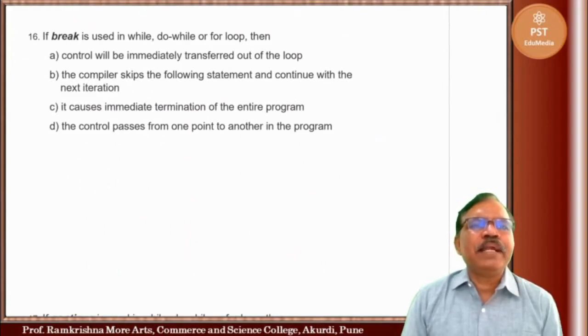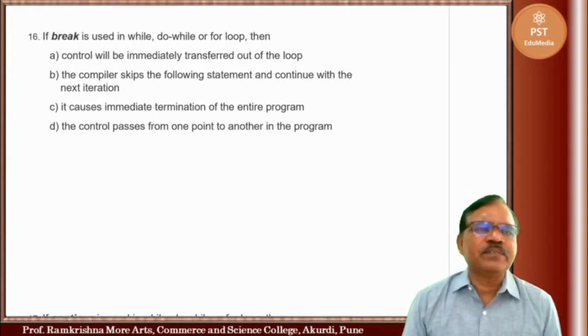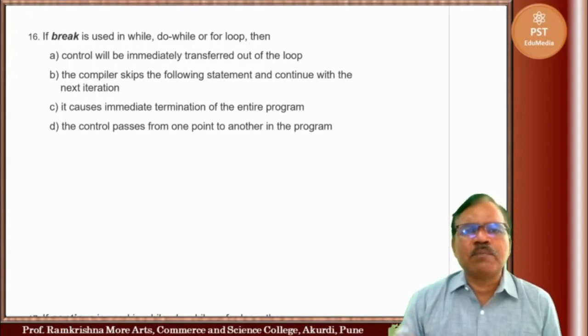Now if break is used in while, do while or for loop, then control will be immediately transferred out of the loop. The compiler skips the following statement and continue with the next iteration. It causes immediate termination of the entire program. The control passes from one point to another point in the program.